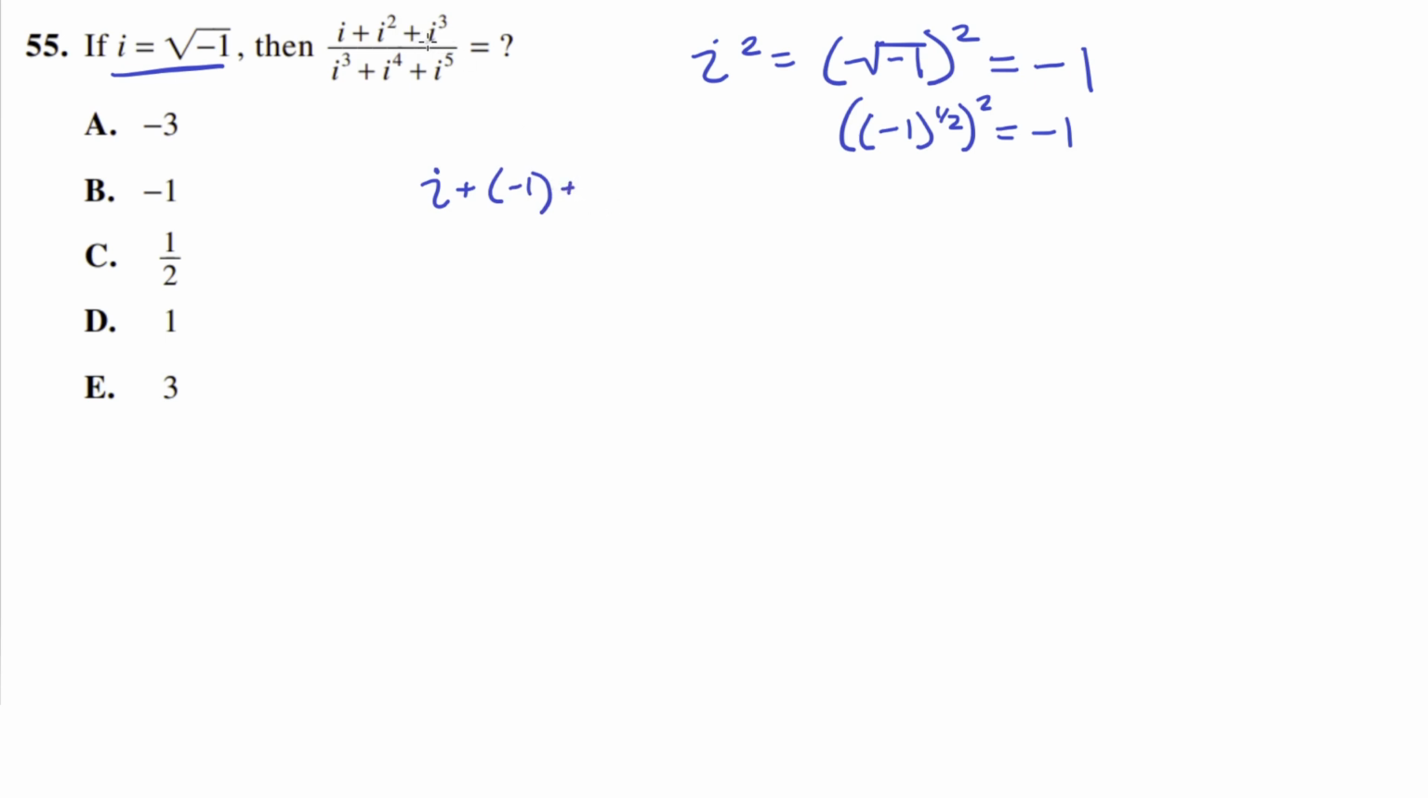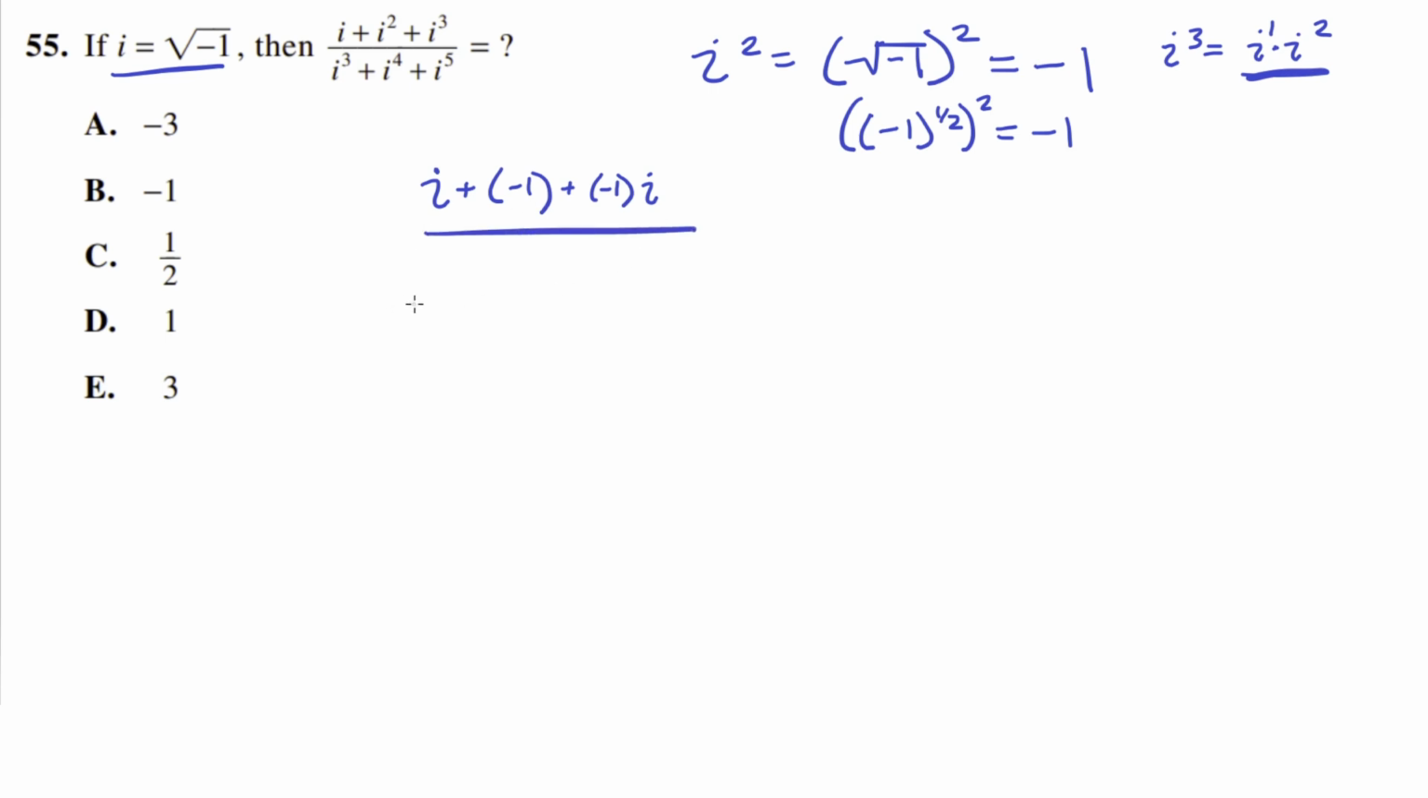Now, what about i cubed? Well, we know that i cubed is actually just equal to i times i squared, right? Because this is raised to the first power, so we would add exponents to get i cubed. And we know that i squared is just negative 1. So this here is just negative 1 times i. I cubed, we just split it into these two terms.